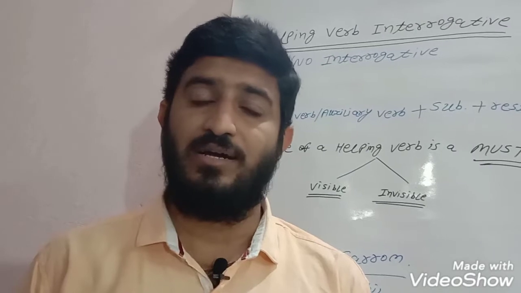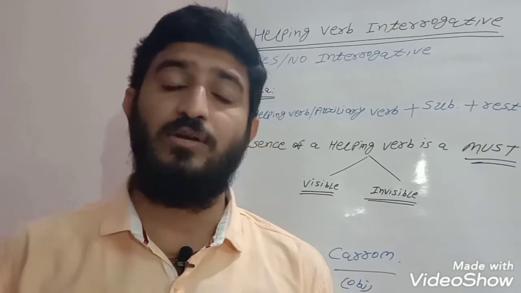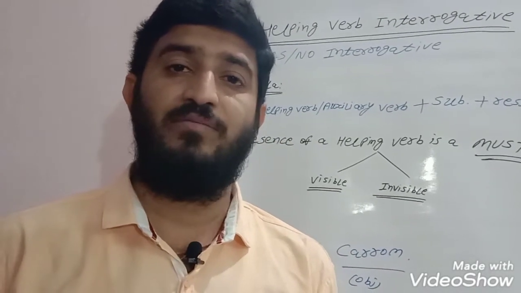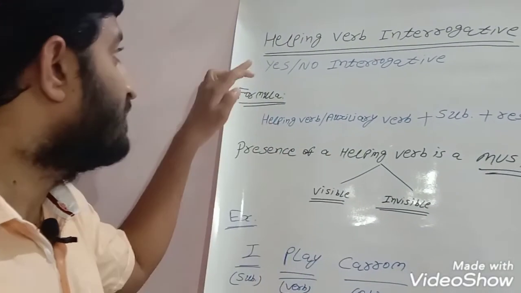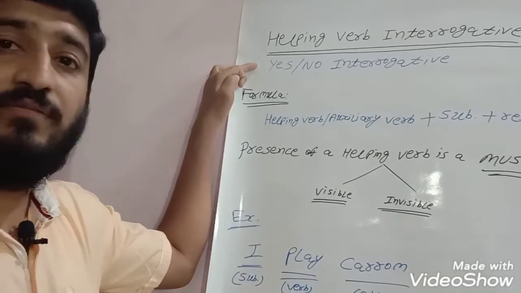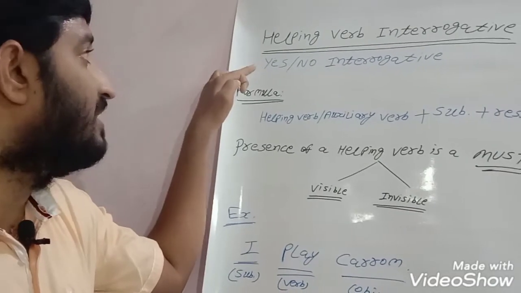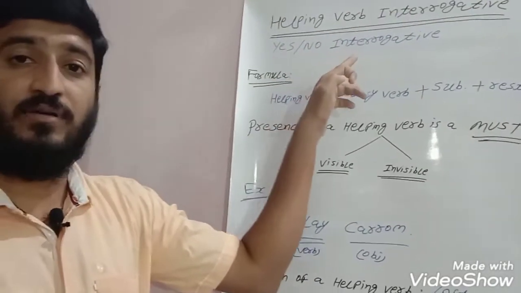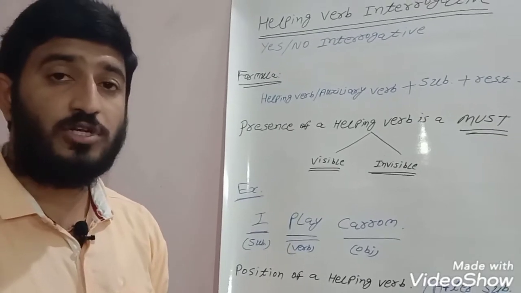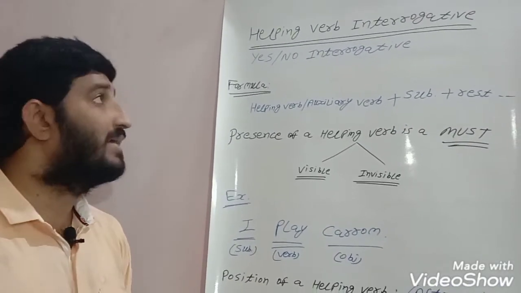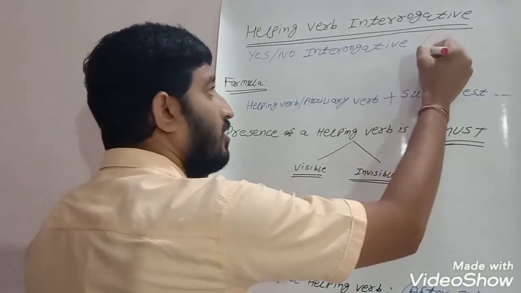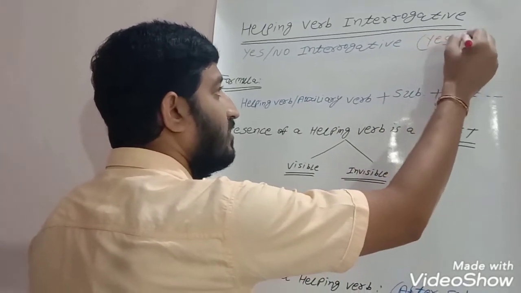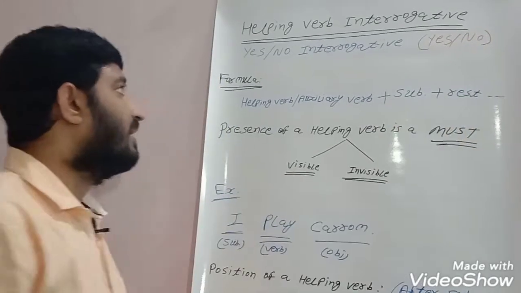So let us start with the lesson, and today's topic is helping verb interrogative. So come to the board and let us see. Helping verb interrogative is otherwise called yes or no interrogative. Why? Because most of the time the answer that we get from this interrogative is either yes or no. That's why it is called yes or no interrogative.